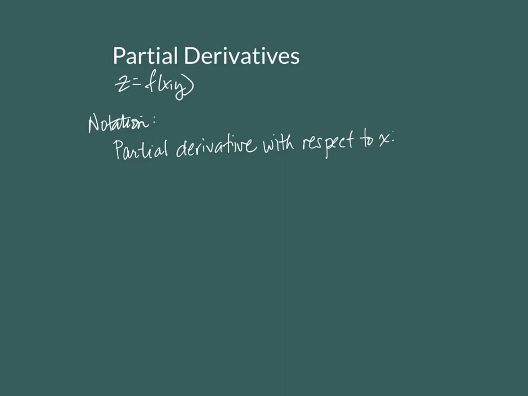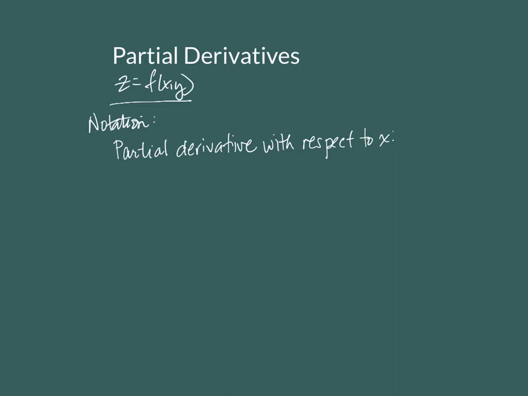Partial derivatives. Previously we had done derivatives of a function of one variable, so there wasn't any confusion about which variable you were taking the derivative with respect to. Now that we have functions of more than one variable, we're going to specifically focus on functions of two variables. For example, z equals f of x and y, so two inputs, one output. And so now there are two variables, right?